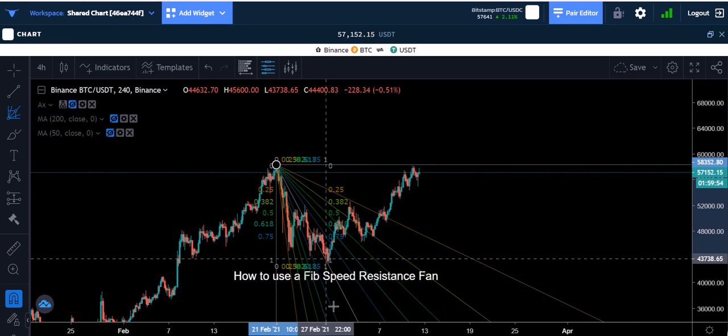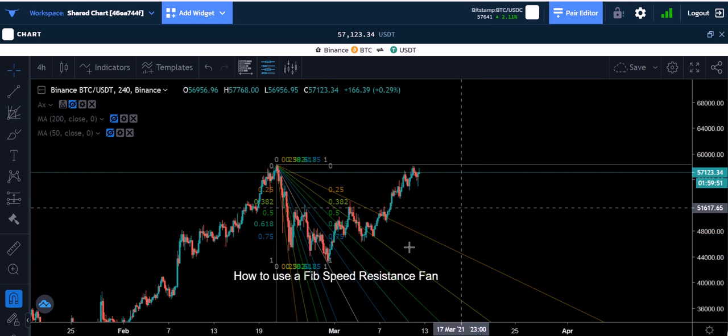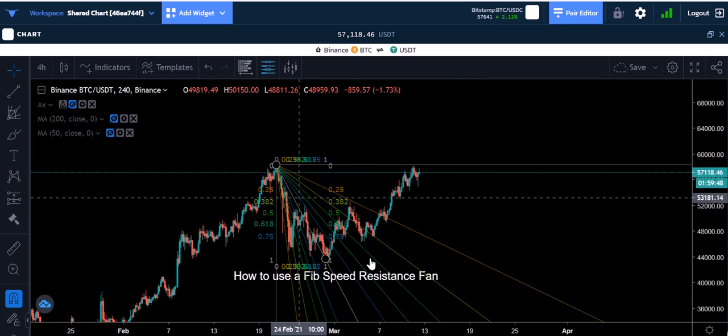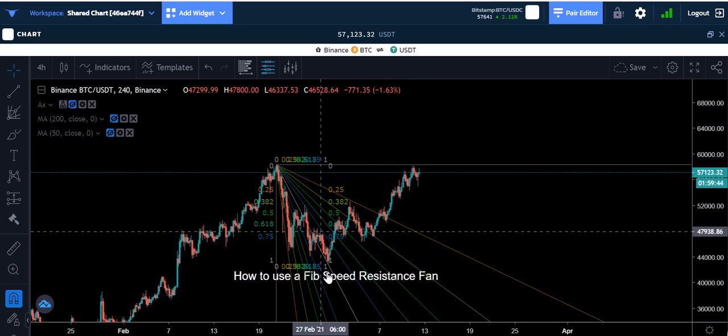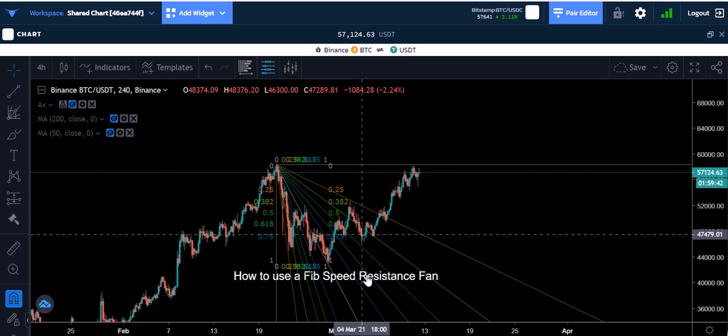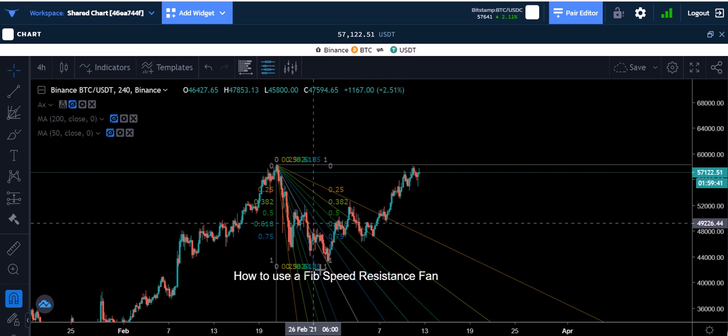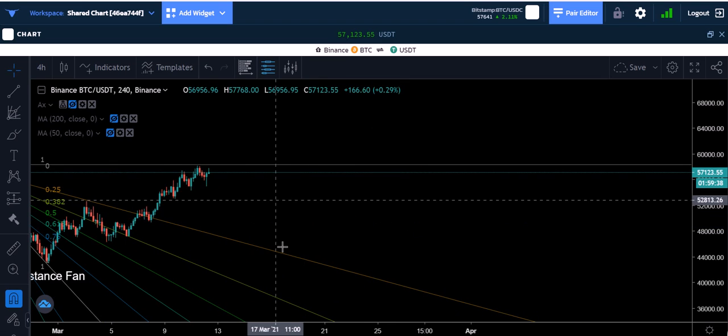You can come down here to the lowest low, and you can see how the fan won't last forever. I mean, up here it's not really doing anything, but over here it shows you many examples of it following support and resistance as the fan progresses. You know what I mean?